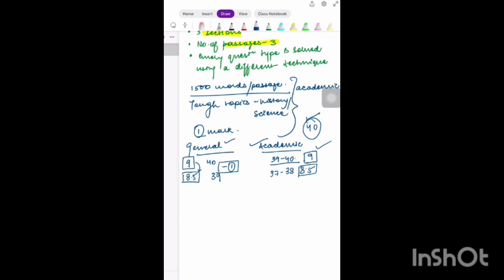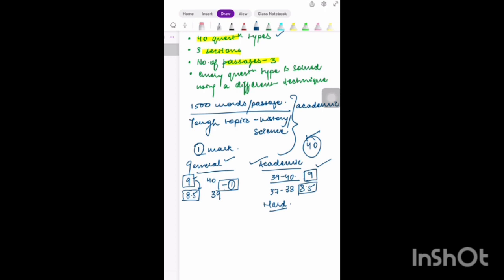Here, if you're giving a general reading test, you can't afford to lose even 1 mark if you want to score 9. And the reason is that the academic test is so hard in terms of reading. You can see that 1500 words per passage are given and tough topics are given, so they have shown some leniency in the marking scheme as compared to the general one.